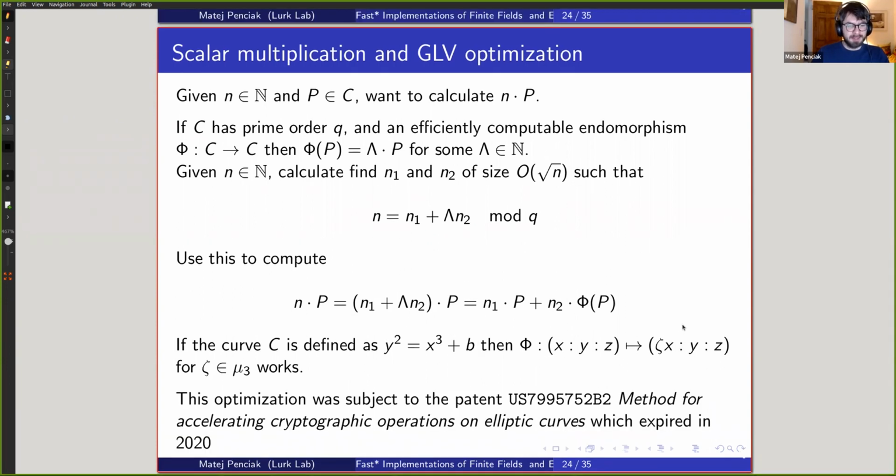And then just a comment about this optimization: it was actually subject to a patent which only expired in 2020. So you're safe to use it now, but before then you would have to maybe provide some royalties to the people who own the patent. And this is called the GLV optimization for the three authors who patented it and wrote the paper.